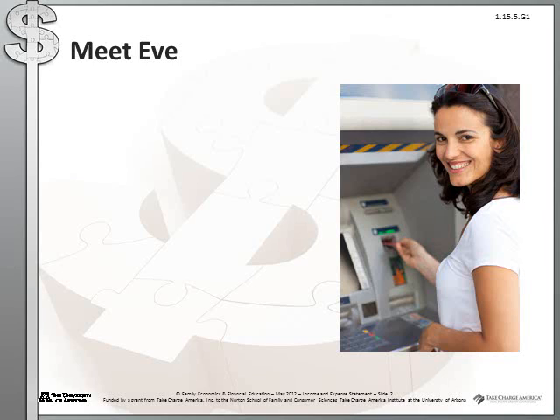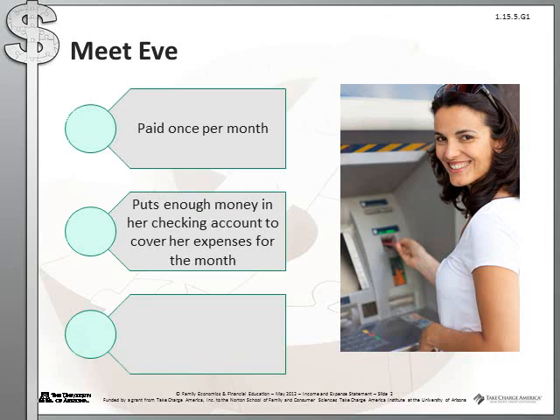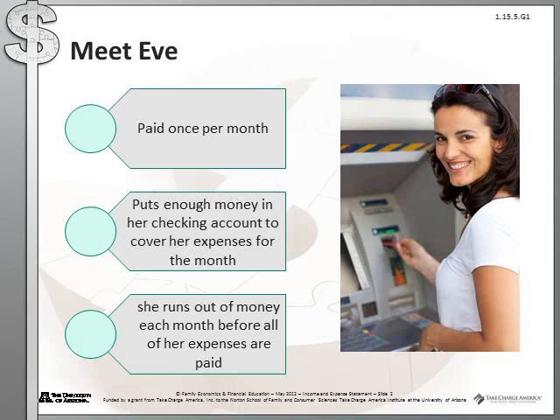Let's meet Eve. Eve is a lot like us. She is paid once per month. She thinks she puts enough money in her checking account to cover expenses, but Eve runs out of money each month before all of her expenses are paid. Let's see how we can help Eve manage her money better.